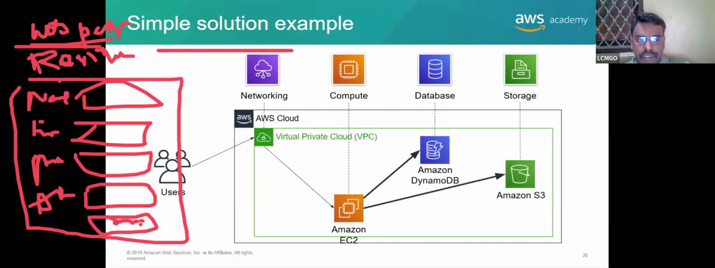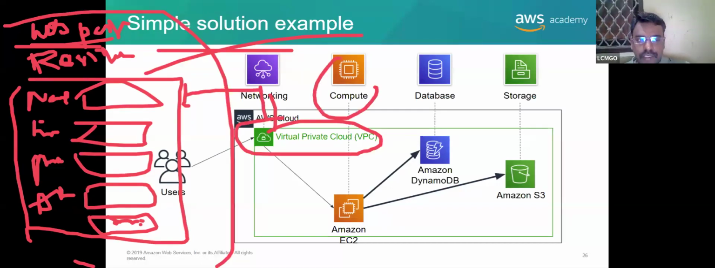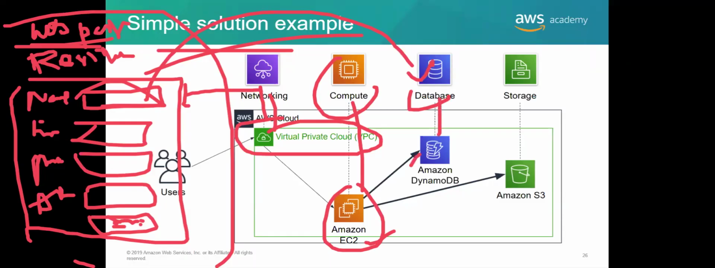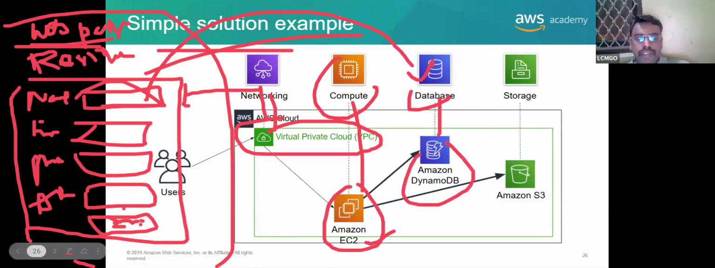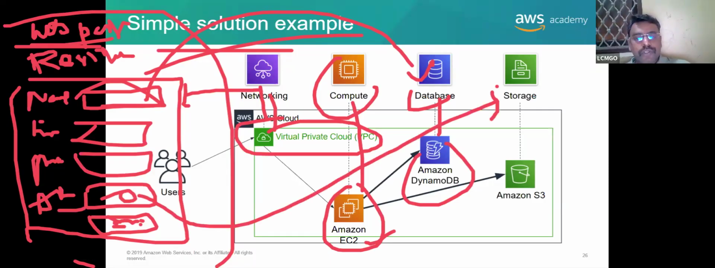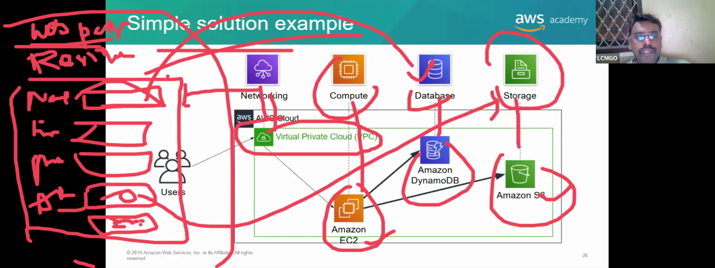Next, compute. I want to host this website. For this, we need a server, that is called compute. For compute services, we have the EC2 service. Next, when the data is submitted, where does it have to go? It has to go to the database. For database, we have DynamoDB. Next, he has attached some files. Where do the files have to go? They have to go to storage. For storage, we have the S3 bucket. So if you want to launch a website, whatever things you need, networking, compute, database, storage, everything we have in the cloud, right?